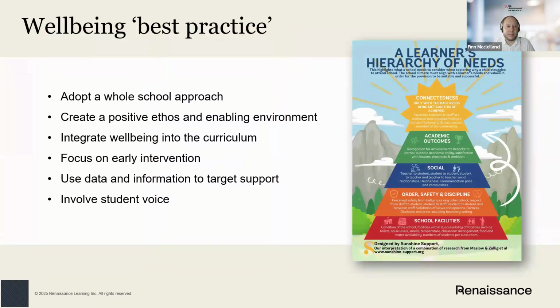Targeted interventions can then be implemented to address needs early, helping to build resilience and develop skills for navigating challenges and setbacks. As the hierarchy illustration from Sunshine Support demonstrates, we must align school climate with a learner's needs and values in order for students to feel connected as a member of the wider school community.